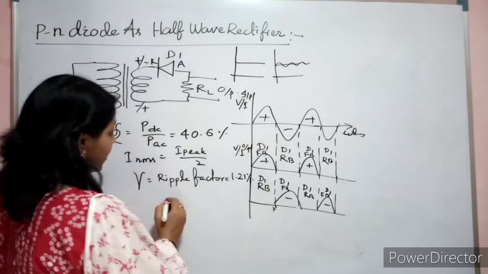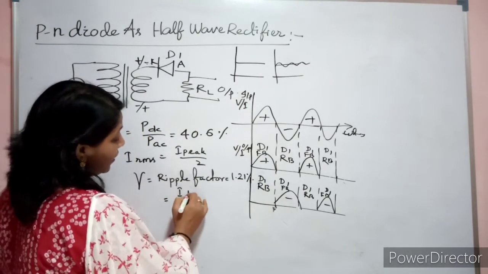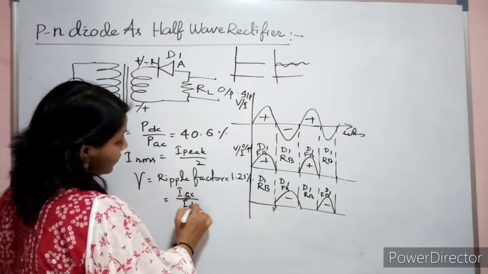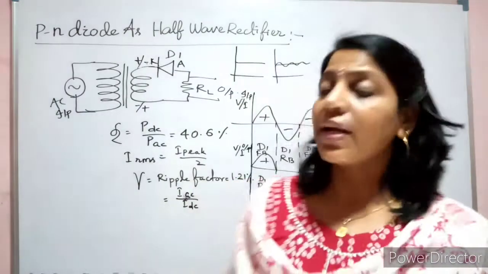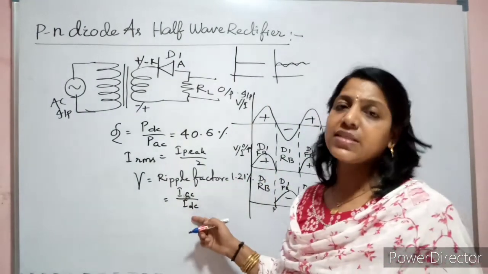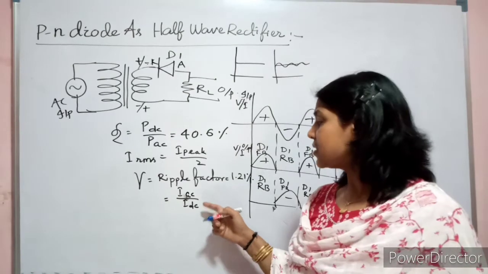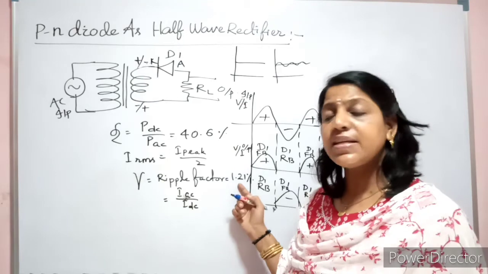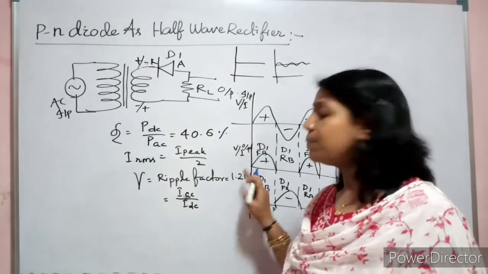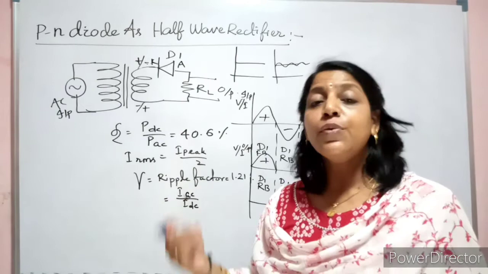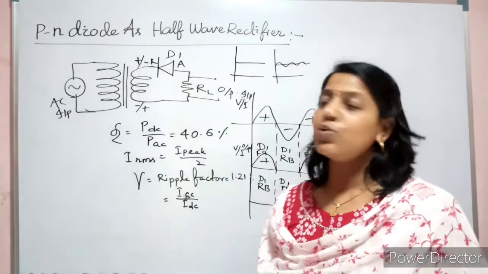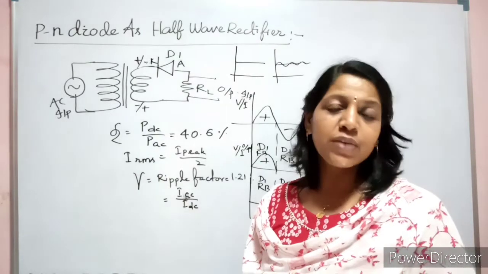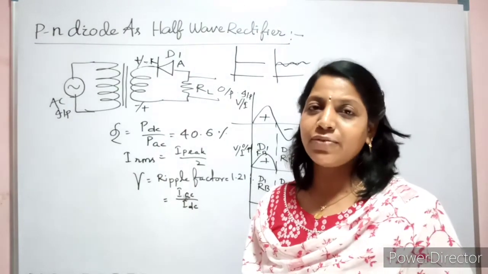So what is ripple factor? It is nothing but IAC by IDC: the ripple components present at the output divided by the DC component. Now if you compare this, how much are you finding? 1.21. If you convert it into percentage, it will be 121%. Now just imagine your ripples are dominating the DC. So it is not that good a rectifier. Hence we are shifting from the half wave rectifier to the full wave rectifier.